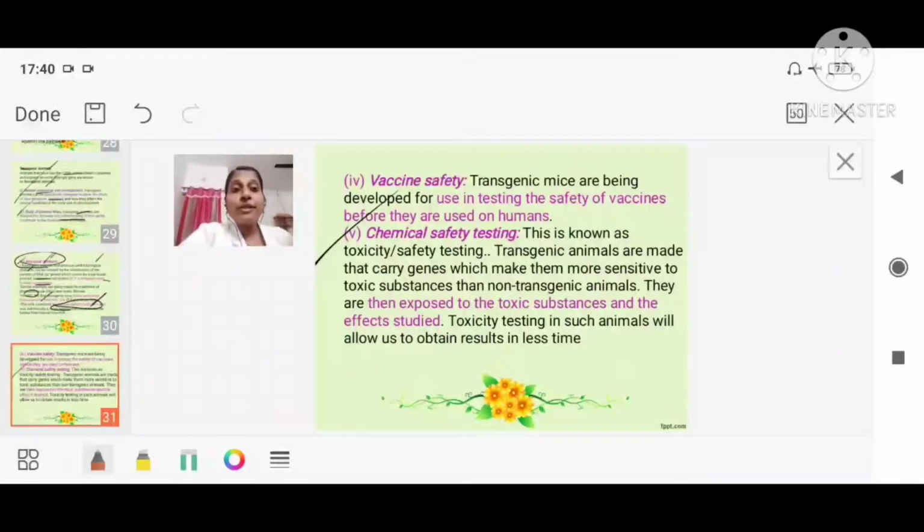So I am going to develop transgenic organisms which are carrying sensitive genes. What are they going to carry? They are carrying sensitive genes. So sensitive genes means what?